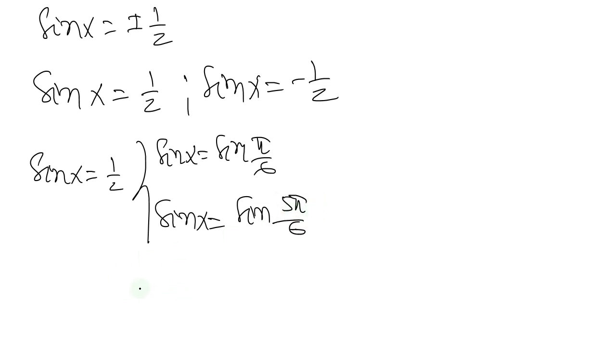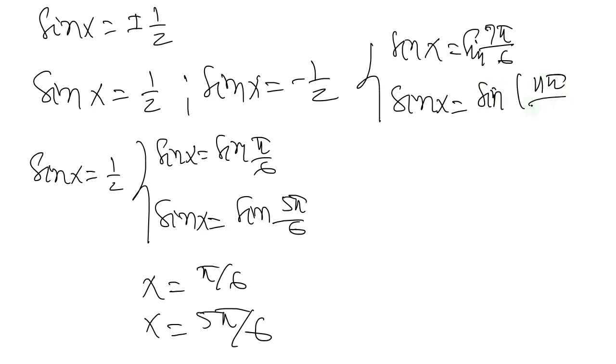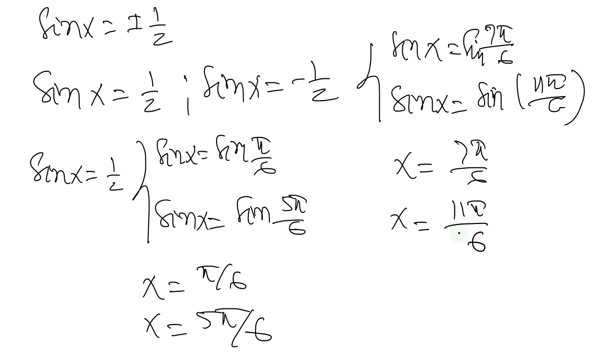And from here we have that x is equal to pi over 6, or x equals 5 pi over 6. The second one here is either sine x equals sine of 7 pi over 6, or sine x equals sine of 11 pi over 6. And then from here we have x equals 7 pi over 6, or x equals 11 pi over 6.